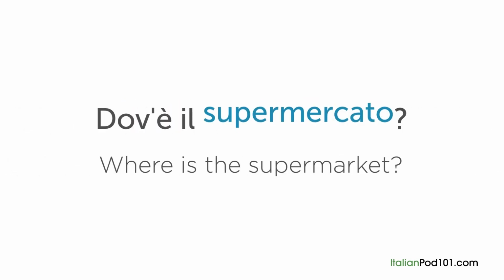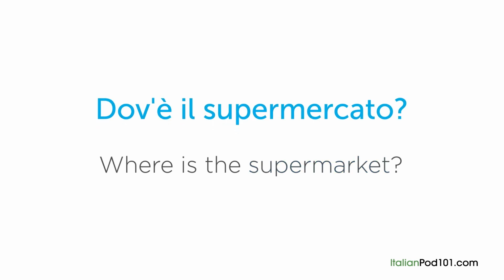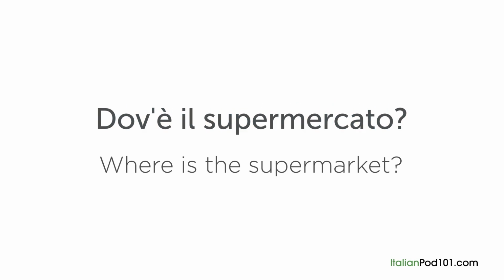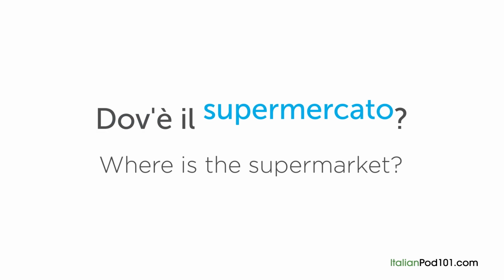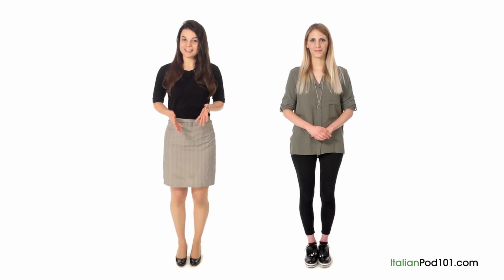Next, Supermercato. Supermarket. Supermercato. Dov'è il supermercato? You can ask where anything is in Italian simply by saying Dov'è? and then adding the name of the place or location. In this final lesson, you learned how to say thank you, excuse me, I'm sorry, and to ask where something is in Italian. And in this series, we introduce you to the basics of Italian pronunciation, grammar, writing, and more.